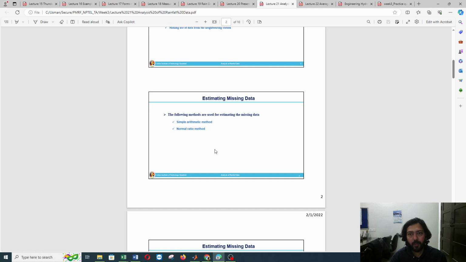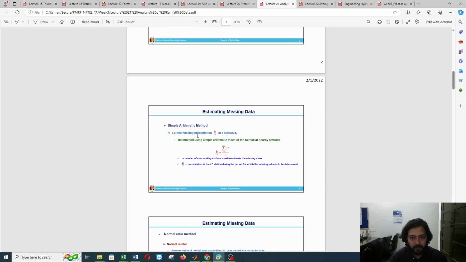So what you can do, you are going to take the mean of the remaining 4 data sets, that is B, C, D and E, and you are going to substitute that mean into A. So here you can say that in the simple arithmetic method, the missing precipitation P of X at a station X is determined using the simple arithmetic mean. This is the simplest method, which is not recommendable in most cases.